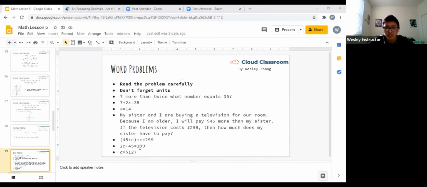But what is C? Is that how much I need to pay, or is that how much my sister needs to pay? It's how much my sister needs to pay. How much I need to pay is 45 + C, and how much my sister needs to pay is C. So my sister needs to pay $127.